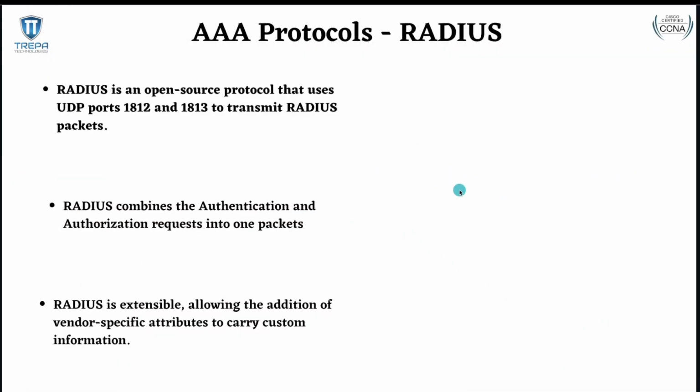And then Radius. Radius is going to be an open source protocol that uses UDP ports 1812 and 1813 to transmit Radius packets. It combines authentication and authorization, but it is extensible. So you can add on to this. You can carry custom information with Radius, and that's why it's usually used in conjunction with 802.1X as well. Because it's open source, there's a lot more programmability with Radius. Okay, so that's going to be it.